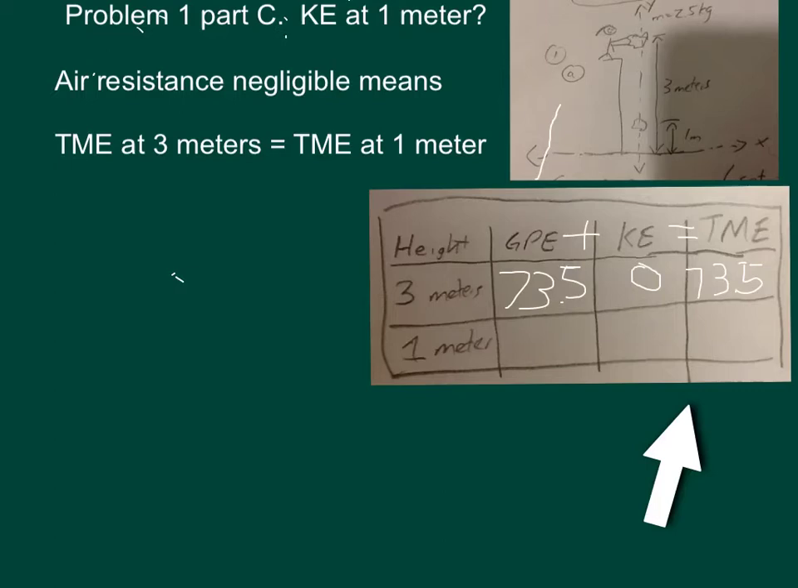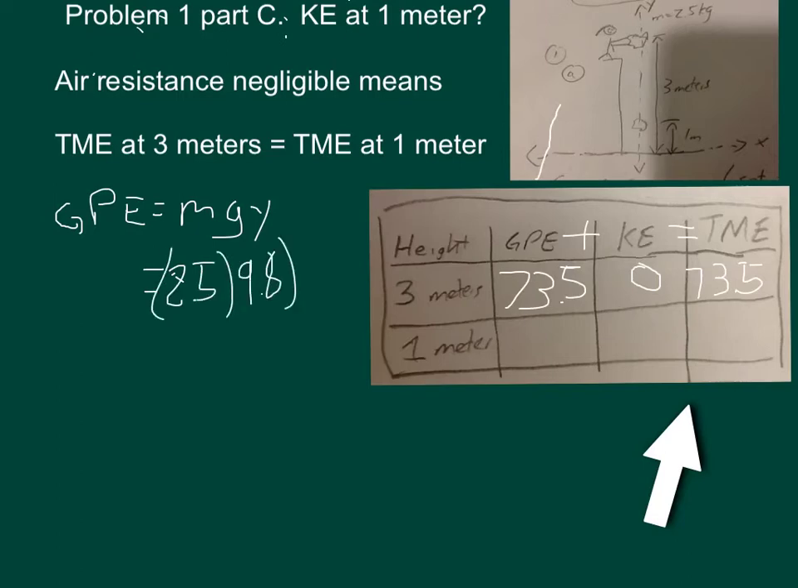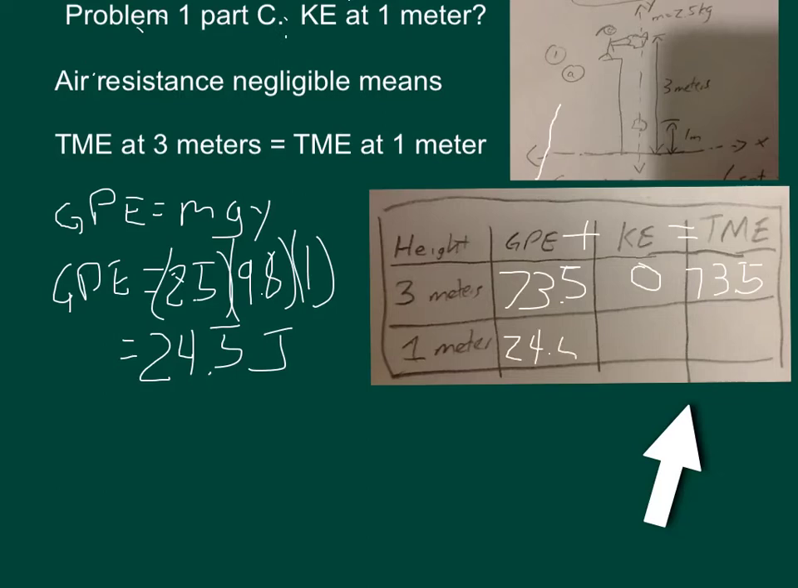Okay, what are we going to do at 1 meter then? Well, while we can't figure out the kinetic energy at 1 meter, we can figure out the gravitational potential energy. And all we do for that is write GPE equals mass times the acceleration due to gravity times the height. And we're using the same values as last time, the only thing we're doing differently is putting in a height of 1 meter instead of 3 meters. And I'm doing that here on the left, as you see. And when I multiply those values out, I get a total of 24.5 joules of energy. So that value we can put in right here.